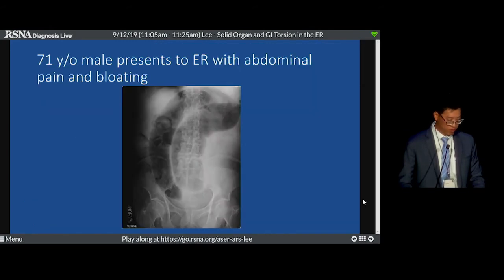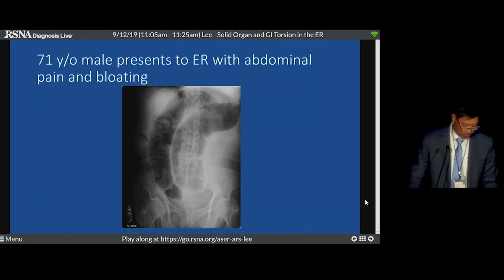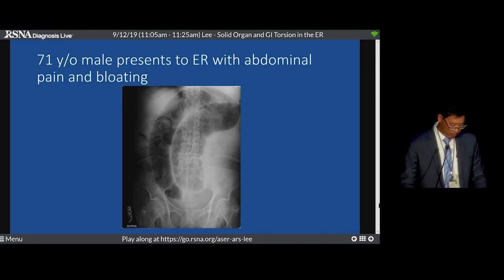All right, let's move on to the next case. We have a 71-year-old male who presents to the ER with abdominal pain and bloating. Here's his supine abdominal radiograph. We'll move on to the diagnosis live question.